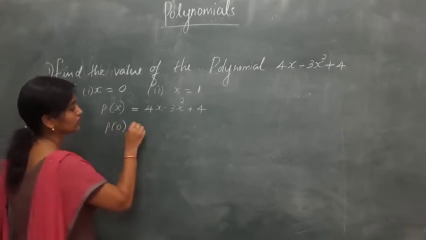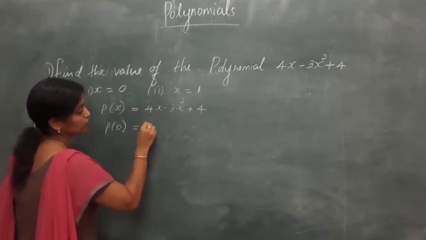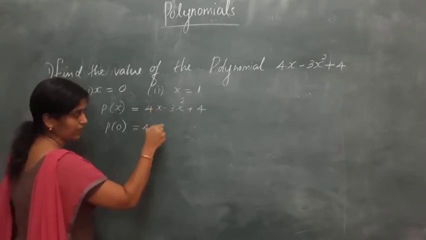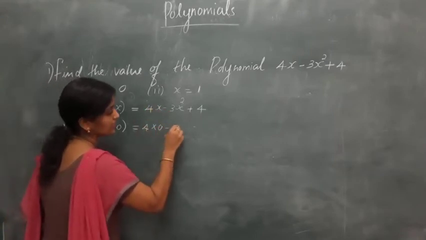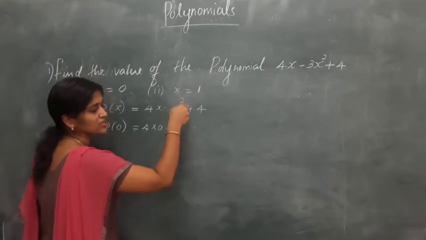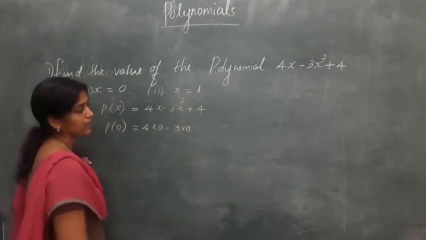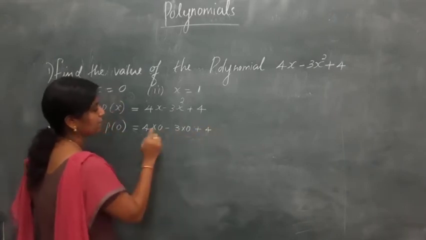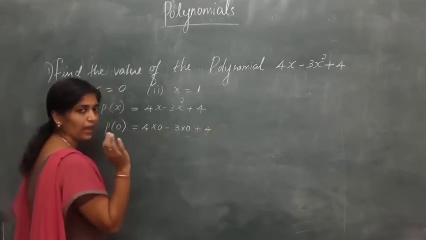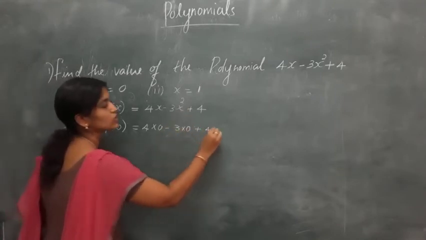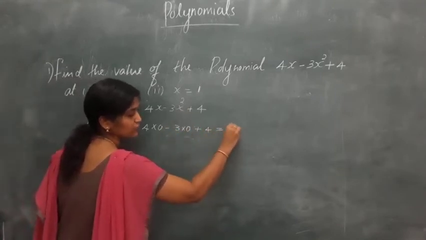P of 0 is equal to 4 into 0, since x value becomes 0. 4x means 4 into x. Now minus 3 into x square, since it is 0, 0 square comes, which we know is again 0, plus 4. Multiplication with 0, we know the answer becomes 0. So we are getting the answer as 4.